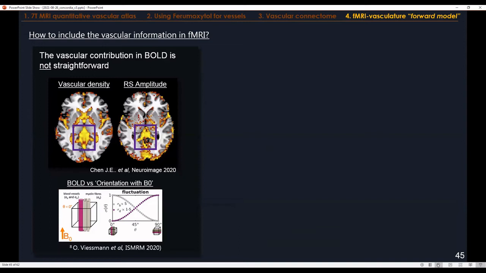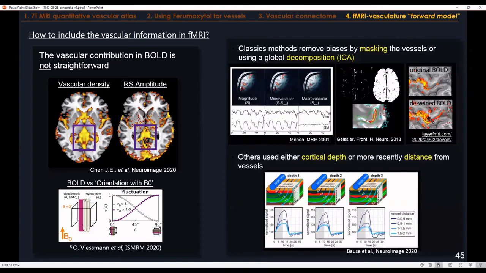I presented that in the first slide of my presentation, and it's been proved. There's been some evidence in the recent literature going towards this. Also, we saw that there's an orientation effect of bold, coming from work by my colleague. So basically, bold will vary based on the orientation versus B0.